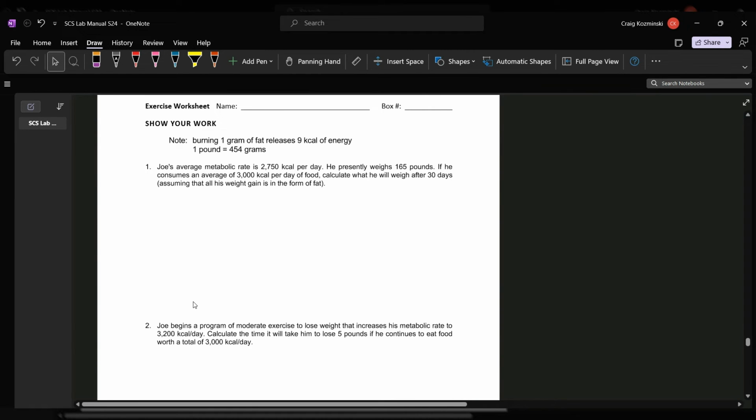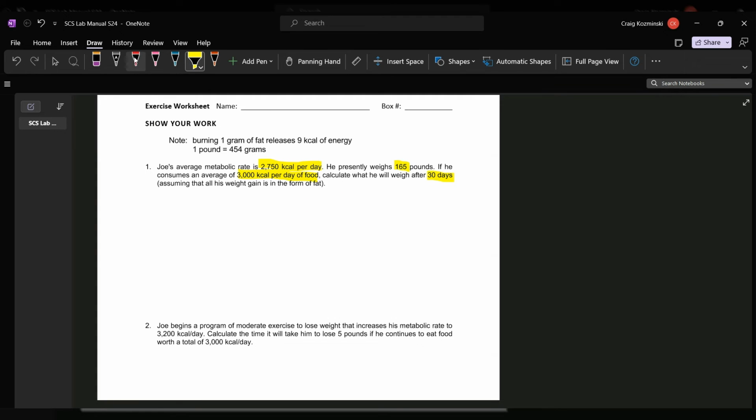For this week's exercise worksheet, we are asking you to do some basic calculations looking at the conversion of food energy into stored chemical energy within the body. And so for the first question, it says Joe's average metabolic rate is 2,750 kilocalories per day. And it gives you a starting mass of 165 pounds. And it says if he consumes 3,000 kilocalories per day, calculate his weight after 30 days.